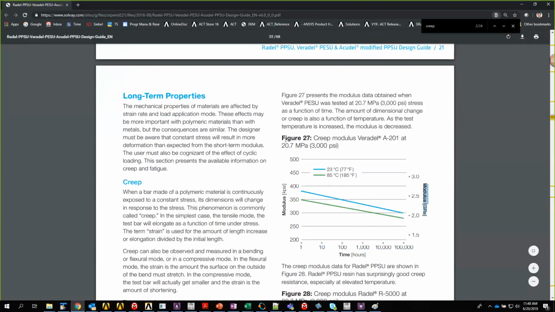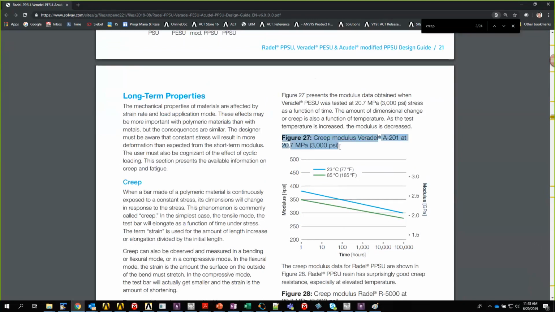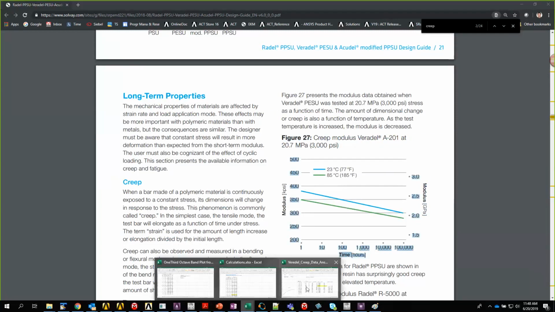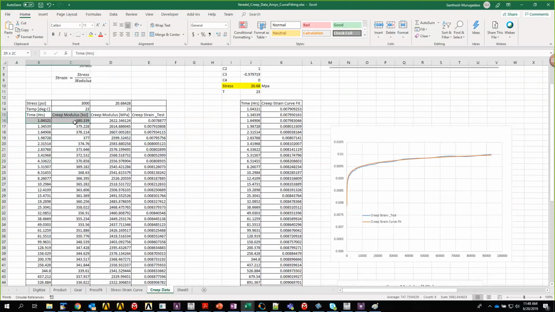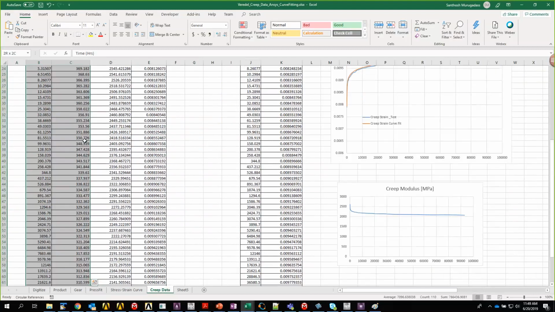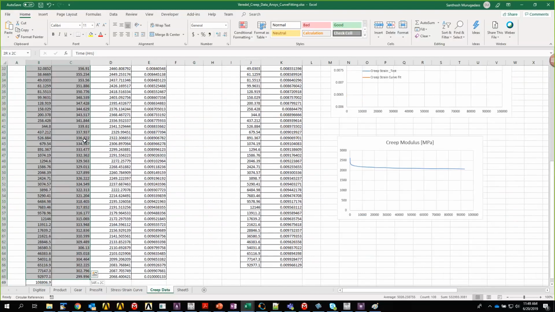So what I have done is that we can talk to the supplier and get the data for this particular graph. Okay, so here, for example, I have got the data given here. This is basically time versus the creep modulus. Okay, we have got the data here.